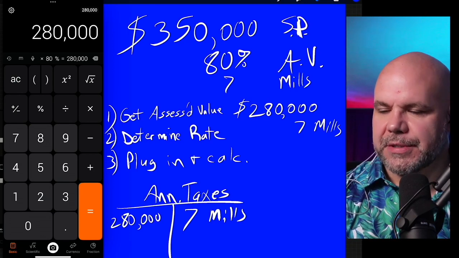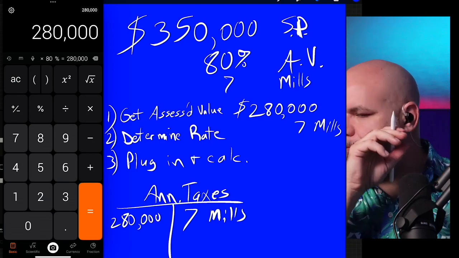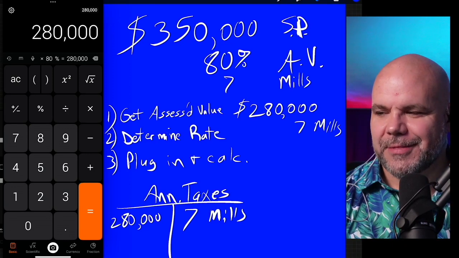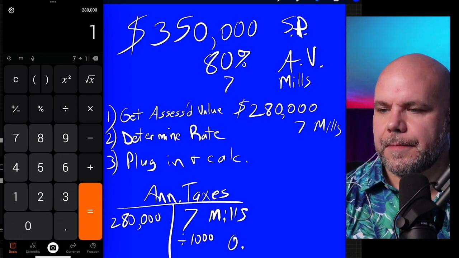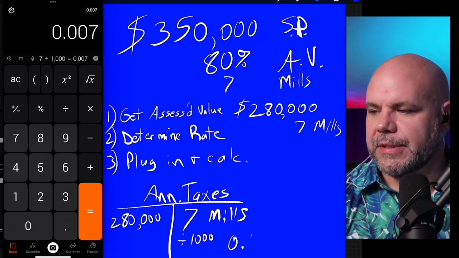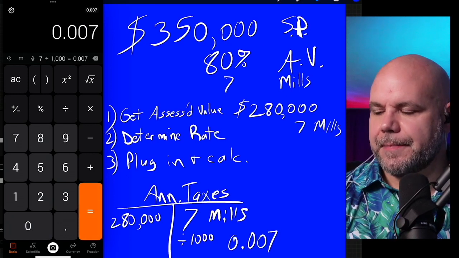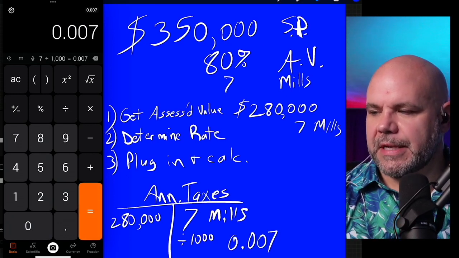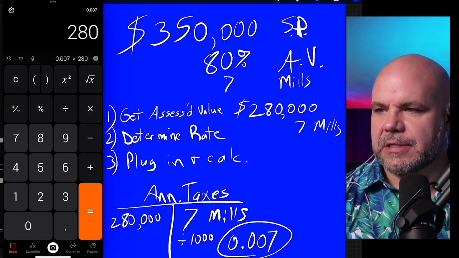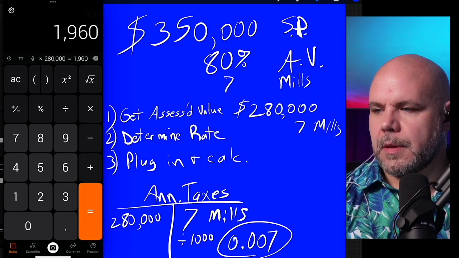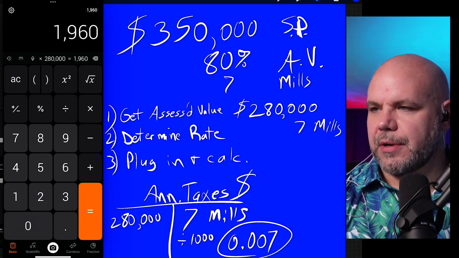The 7 mills needs to convert to a decimal. Do not use the percent sign. When we see mills, we know that we don't do that. We're going to divide it by 1,000, which means 0.007. That is our decimal we're going to use for the math. Multiply that by the tax assessed value, and our annual tax burden is $1,960 per year.